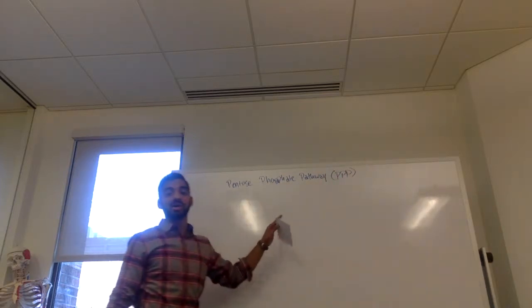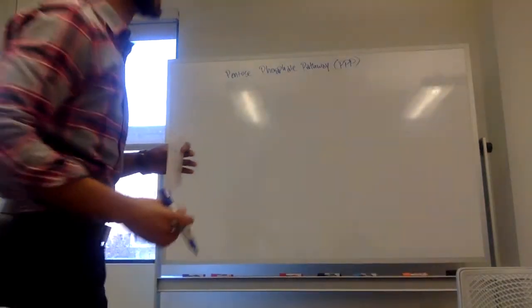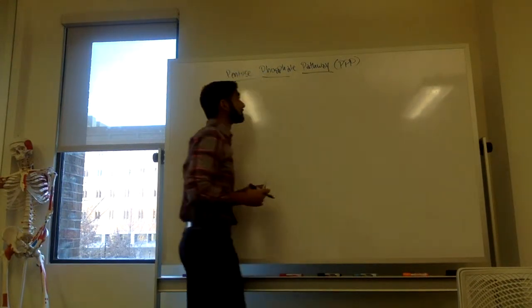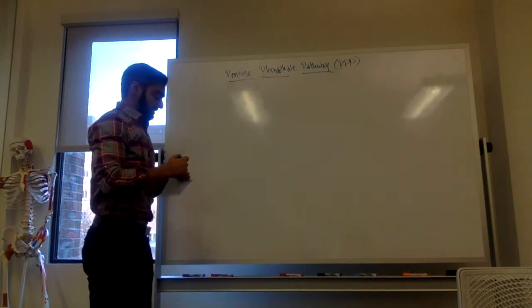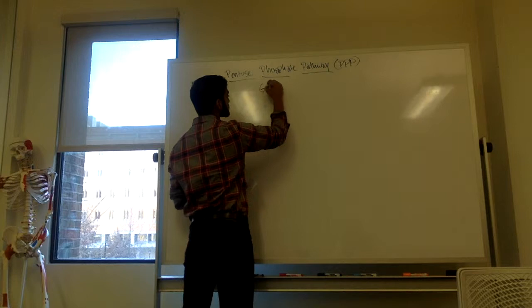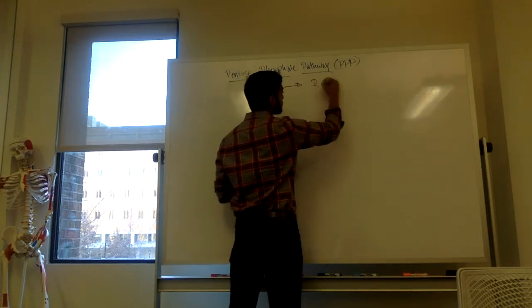Now, I'll let you know that this actually never came up on the old MCAT. This is something they've added to the new MCAT. Like I said, what it does is convert glucose 6-phosphate into ribose 5-phosphate.